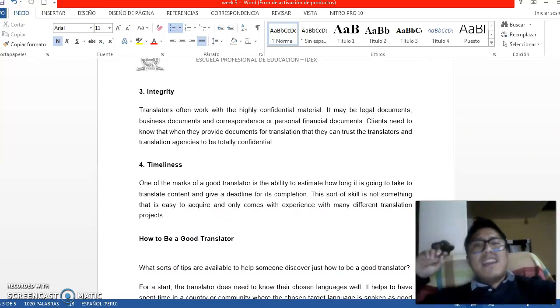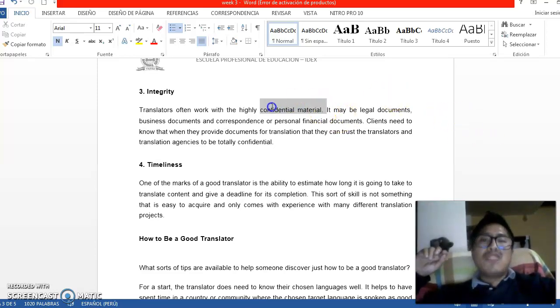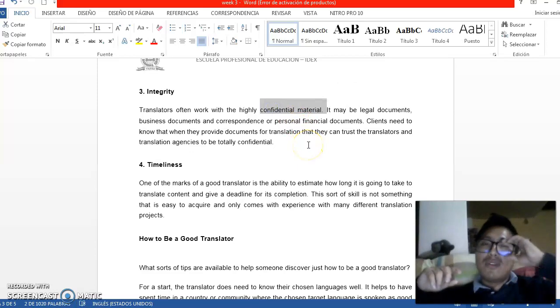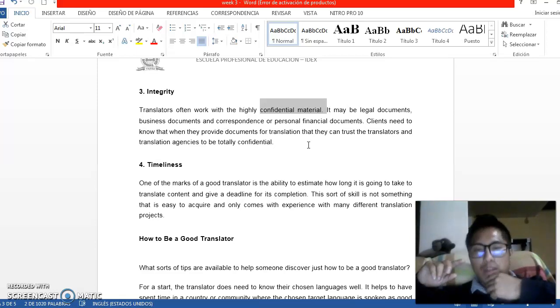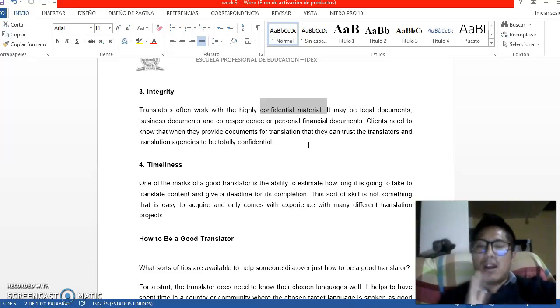Integrity. Yes, most of the time this is especially the topic confidential material. Most of the time when you are going to develop some translation jobs, the confidential material is really important. So try to respect that. Okay, be 100% on this. Okay, because most of the time when we need to translate something, it's really confidential most of the time. It's not for fun, it's for one reason. That reason is really important.